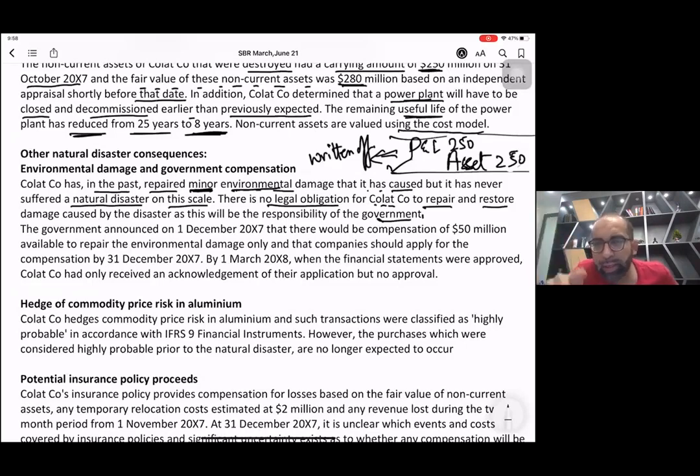So no legal obligation as well as no constructive obligation, because we haven't done any announcement. We don't have any past practices, or we don't communicate through our act. So in this first paragraph, we are not responsible for anything. So no provision is required. Are you getting it?